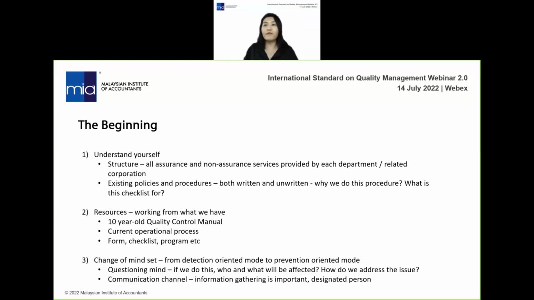You just have to identify what are the existing policies and procedures that we have, and when you go through all of them, ask yourself why are we doing this, right? And what is this checklist for? What is the purpose that we're trying to achieve by having this checklist, this form, these documentations? When you're doing that, in fact, you are partly implementing ISQM1, which is you identify what is your objective, you identify what is your risk, and you identify what are the responses that you need to do. So what are the procedures that you need to carry out?